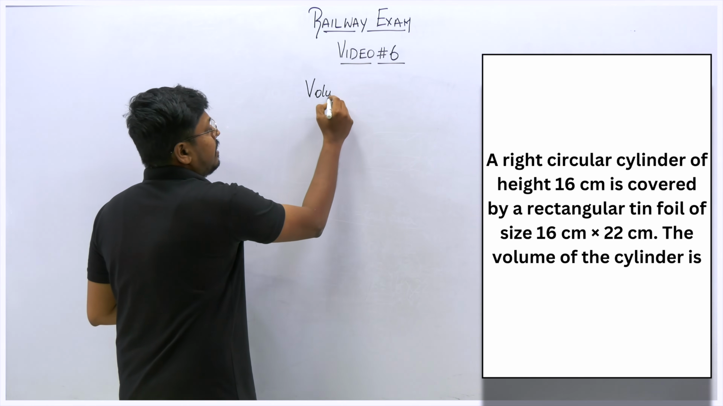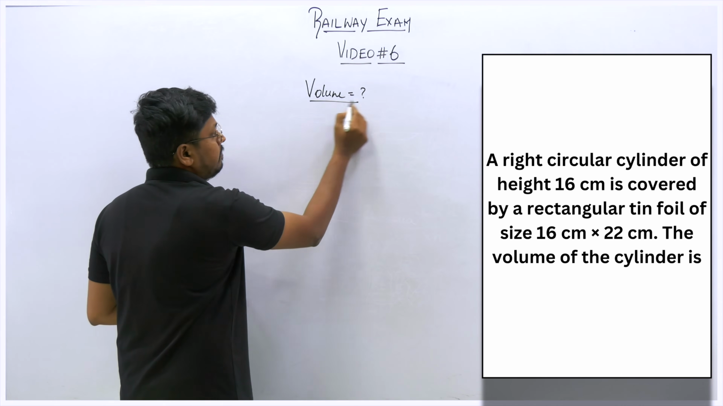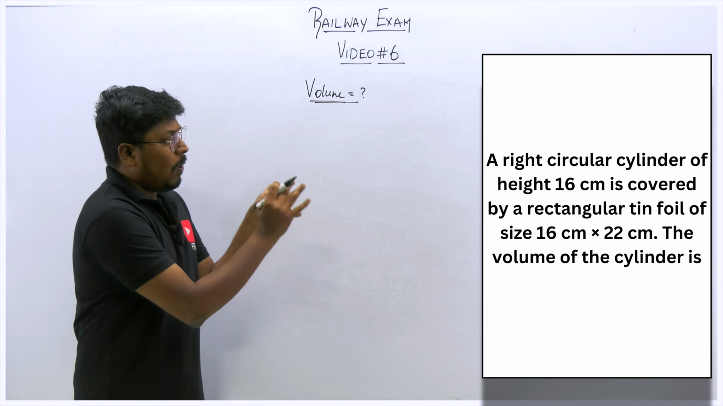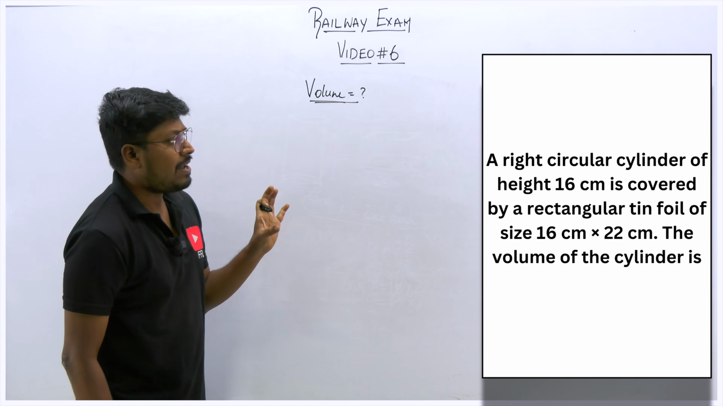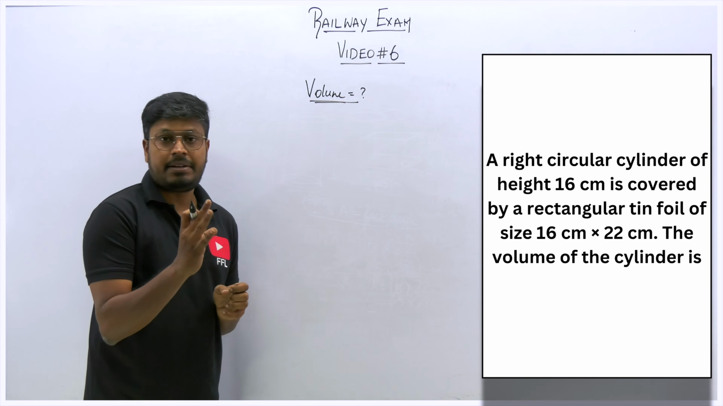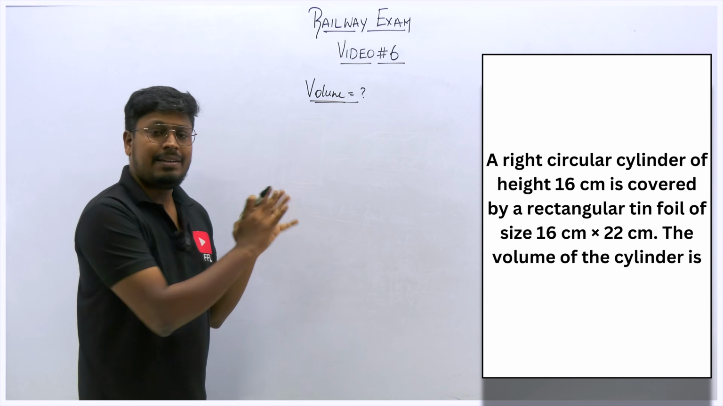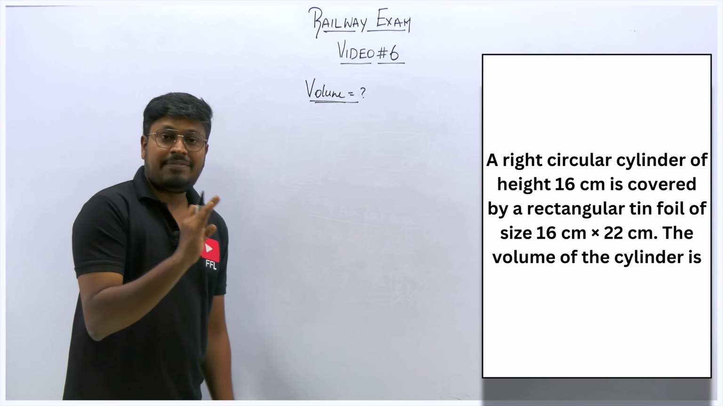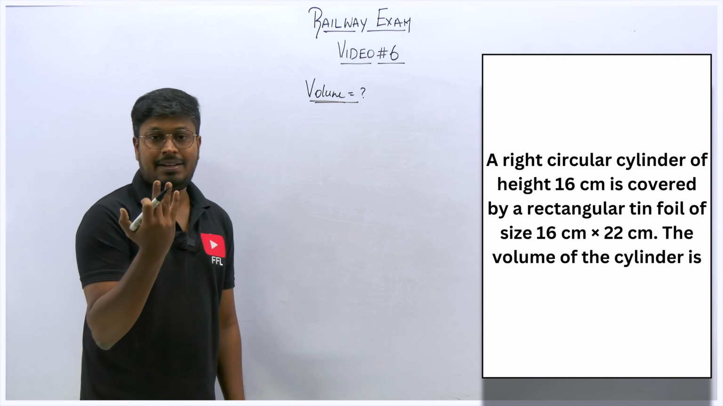So our target in this question is to find the volume, right? So volume of the cylinder, which will be pi r square h. All the values are given in the question directly. First, a right circular cylinder of height 16 centimeter. So the height of the cylinder has been given, which is 16 centimeter, and that cylinder is covered by a rectangular tin foil. Just listen here.